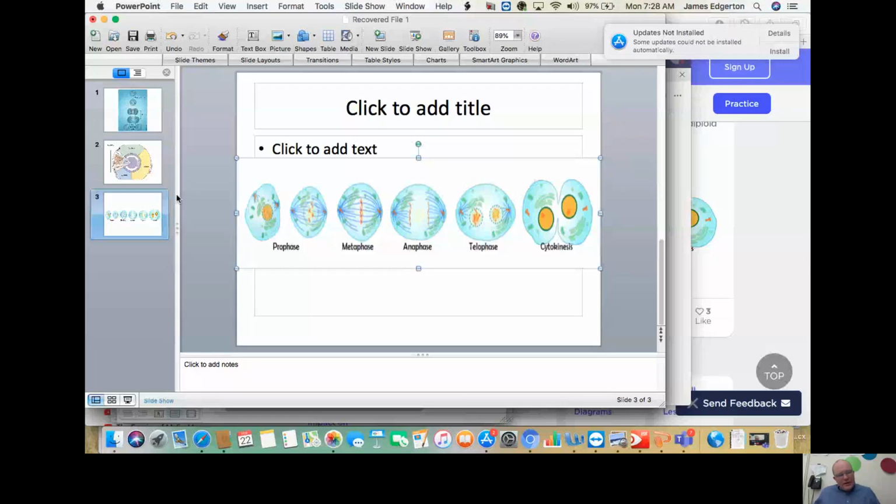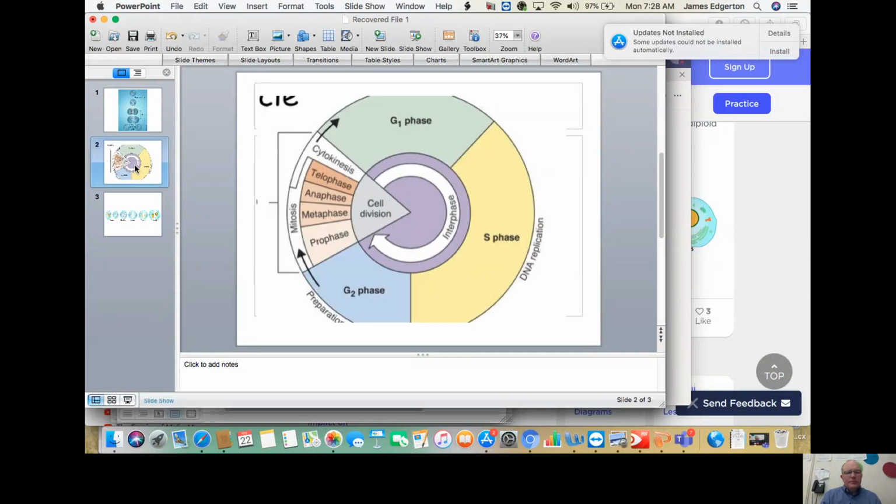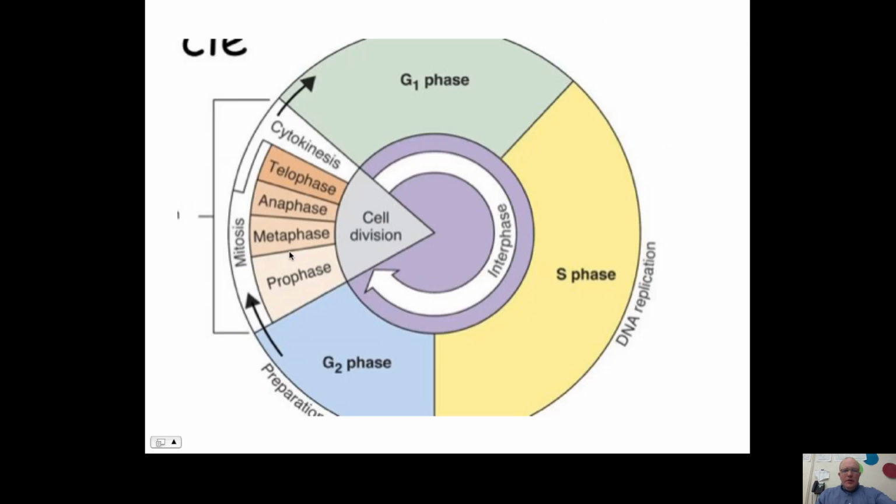The different stages and processes and parts of mitosis in the cell cycle. So here is a kind of a diagram of the cell cycle. We've been talking about this now for a few lessons, so hopefully you're starting to understand the general concepts.